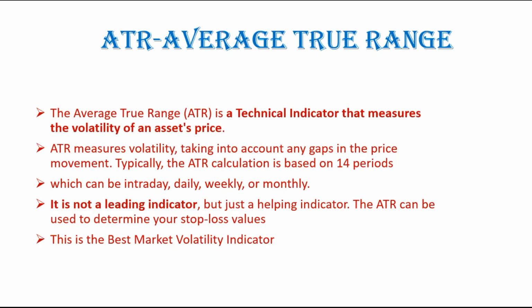Today we are going to discuss ATR, that is Average True Range. ATR is a technical indicator that measures the volatility of the asset's price. Here I have written: ATR measures volatility in case of gap up and gap down. Typically, the ATR is calculated based on 14 periods, which can be used for intraday, daily, weekly or monthly. That is, we can use the ATR for intraday trading, swing and positional.